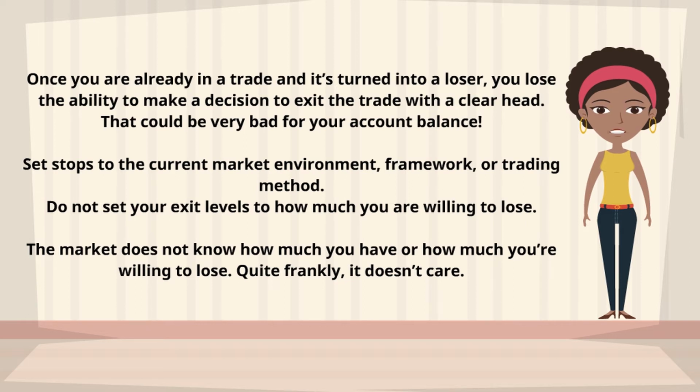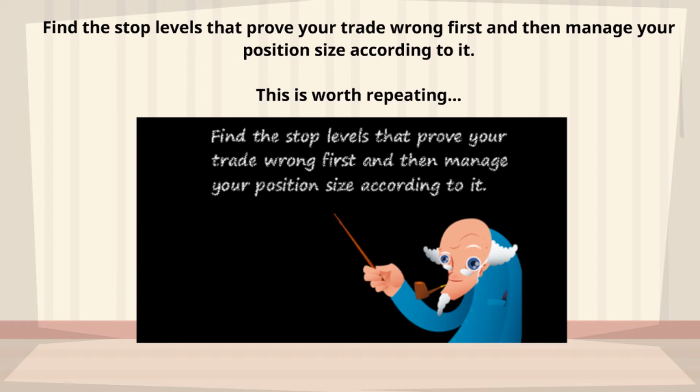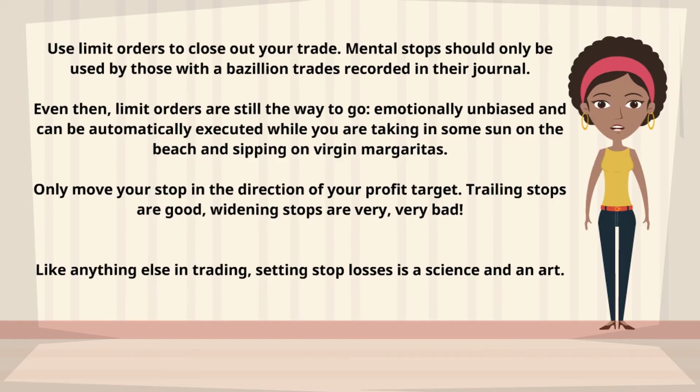Find the stop levels that prove your trade wrong first and then manage your position size according to it. This is worth repeating. Find the stop levels that prove your trade wrong first and then manage your position size according to it. Use limit orders to close out your trade. Mental stops should only be used by those with a bazillion trades recorded in their journal. Even then, limit orders are still the way to go, emotionally unbiased and can be automatically executed while you are taking in some sun on the beach and sipping on virgin margaritas.